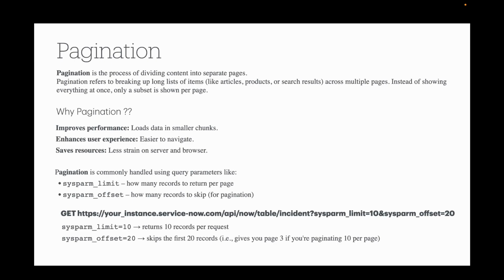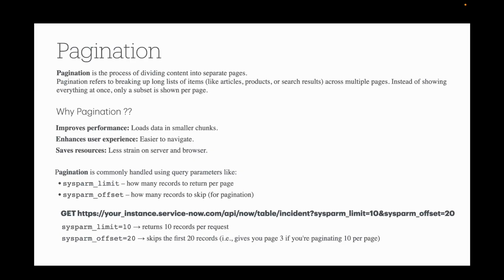Then we have pagination. What is pagination? Pagination is the process of dividing content into separate pages. It refers to breaking up a long list of items like articles, products or search results across multiple pages. Instead of showing everything at once, only a subset is shown per page. Let's say I am a client and I want to request the incident data from the server. There can be a large number of incidents present on the server.